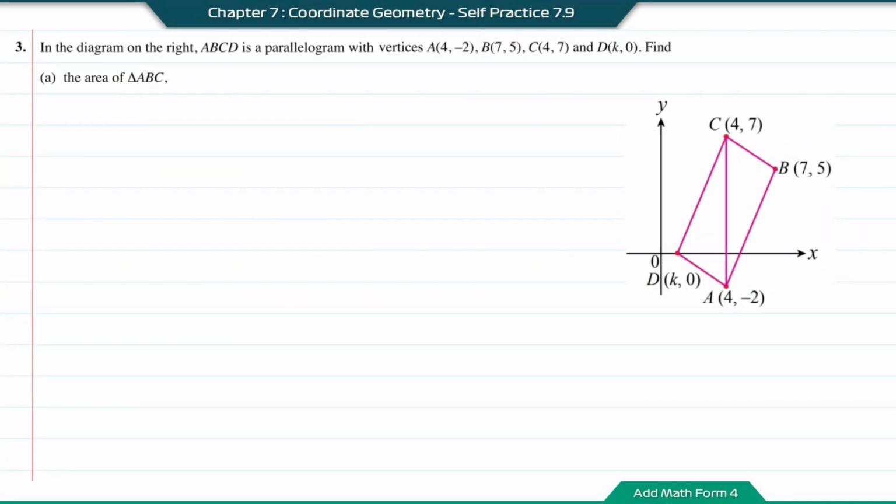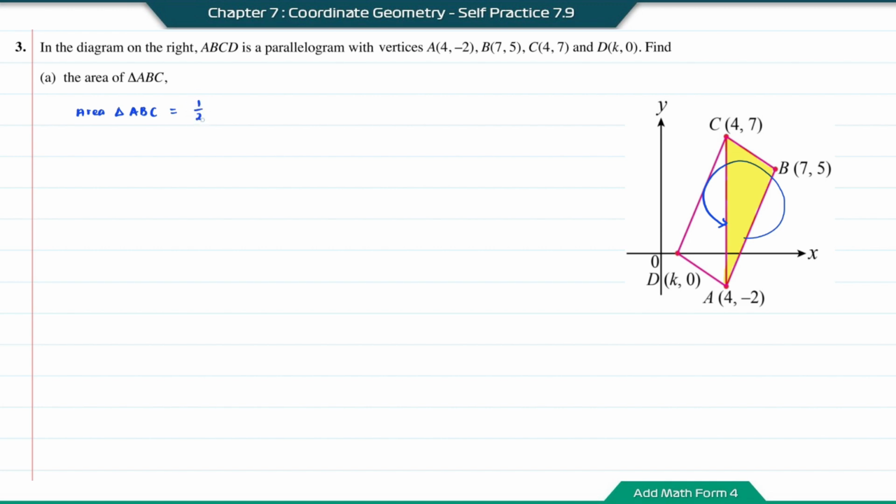Question number 3. In the diagram on the right, ABCD is a parallelogram with vertices A, B, C, and D. Find the area of triangle ABC. As we know the coordinates of each point, then we can solve this using the shoelace formula. So here we're going to use the anti-clockwise arrangement for the coordinates A, B, C.